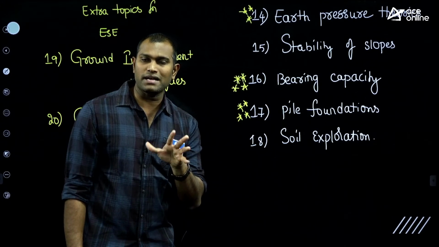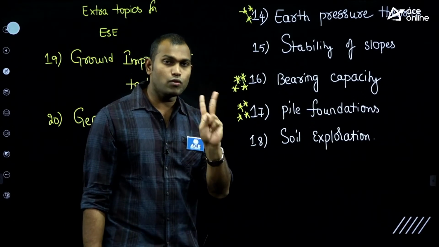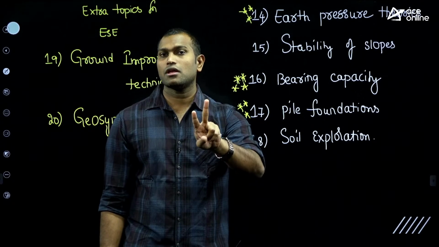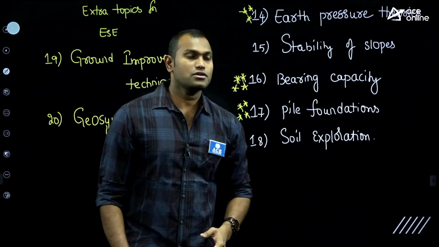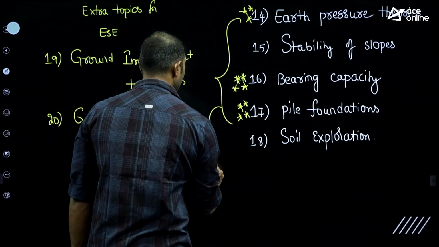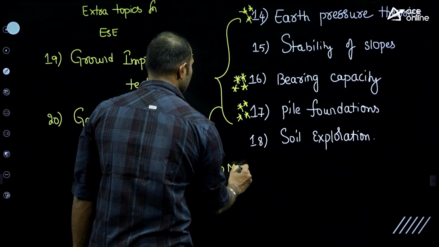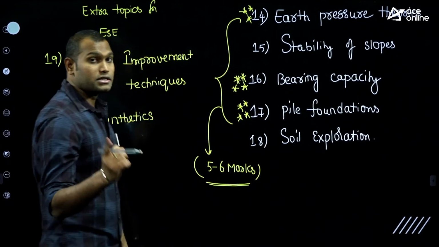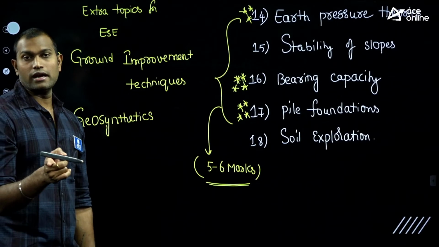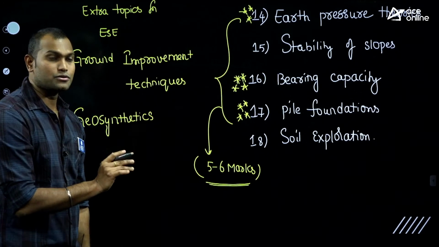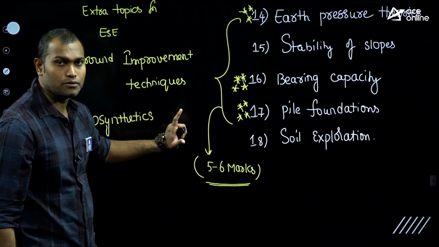5 marks minimum, maximum of 6 marks, which means 2 1-mark questions, 1 1-mark question, 2 2-marks questions, or 3 2-marks questions. So from these 3 chapters itself, you can expect 5 to 6 marks. That much important these 3 chapters are. So don't neglect the foundation engineering part, where you can expect a minimum of 5 to 6 marks. Minimum, I am telling you.